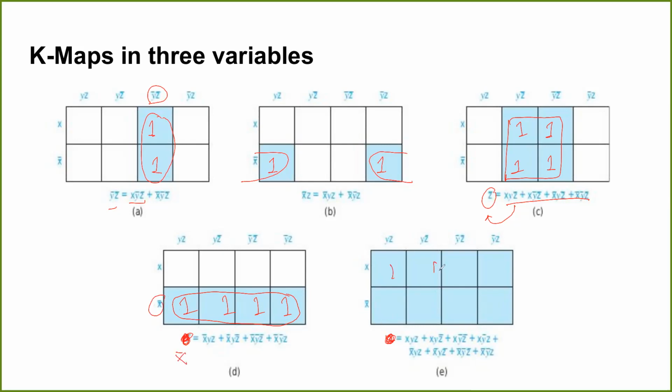Similarly, what if I have all ones? We already discussed this. When all are true, what is the special case? If all of the terms are present, it is equal to 1, because all combinations are true, so the entire function is 1. It's always true. Are these examples clear?